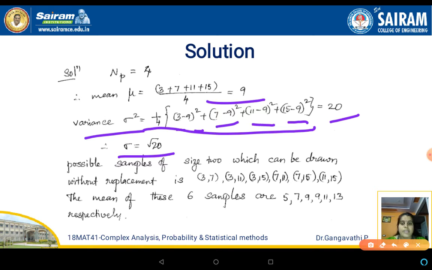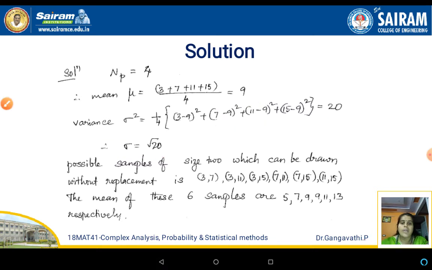So remember these values. Now we have to make the samples from the universe, the population, and the sample size must be 2. Another condition given here is that without replacement you have to find all possible samples. So what are all the possible samples that can be drawn from the population? Now look at the elements given to us: 3, 7, 11 and 15.